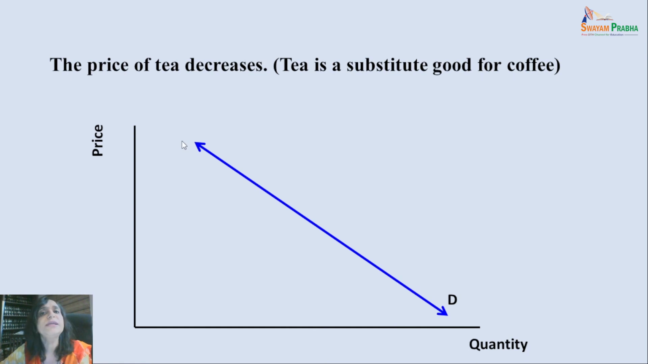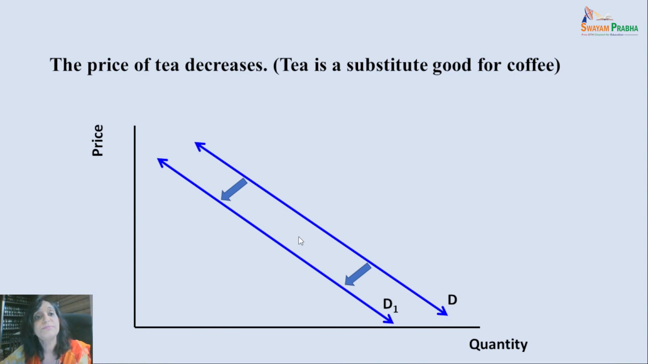Another example, price of related goods has changed. The price of tea decreases, and tea is a substitute good for coffee. So what will happen is demand for coffee will decline. The price of coffee has not changed. It is the price of tea, a related good and a substitute for coffee, whose price has changed, but it has an impact on the demand for coffee, and the demand curve of coffee will shift inside.